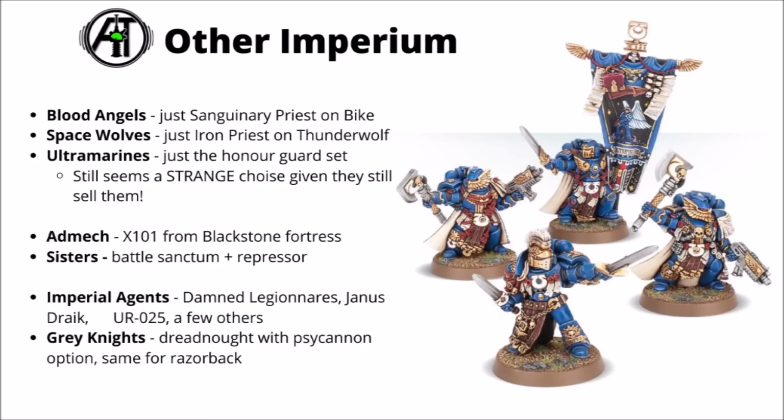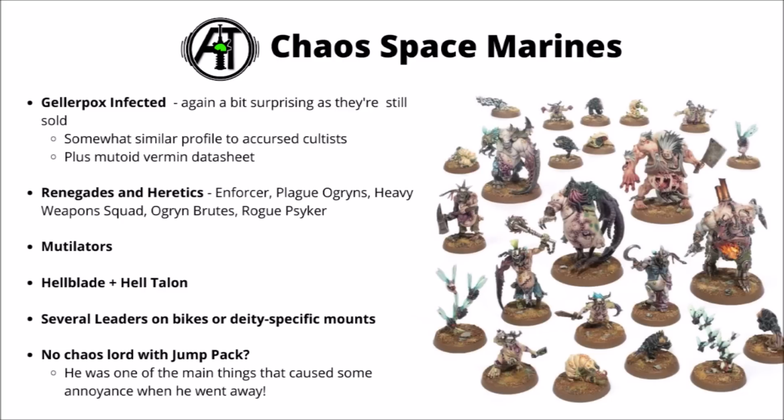There's Janus Drake, the Blackstone Fortress Rogue Trader, 025, the Old Man of Iron, and a couple of Grey Knights options with a Dreadnought and a Razorback with Psy Cannons. The Chaos Space Marine section I think is fairly interesting.